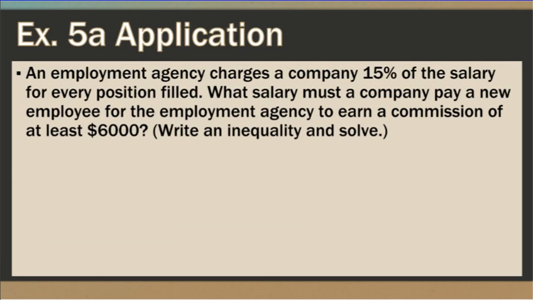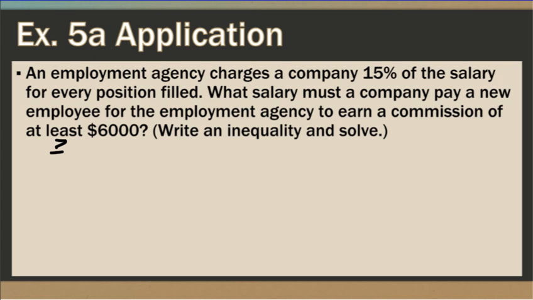An employment agency charges a company 15% of the salary for every position filled. What salary must a company pay a new employee for the employment agency to earn a commission of at least $6,000? At least means it has to be at least 6,000 or more. So it has to be greater than or equal to 6,000. So 15% of the salary for every position. So they have to charge the company that amount.